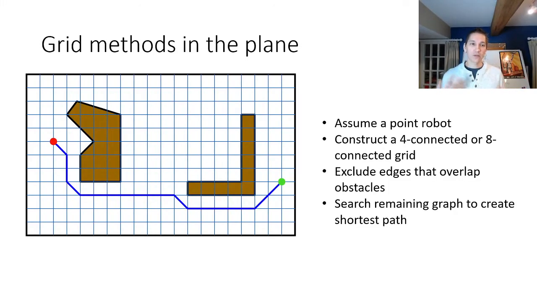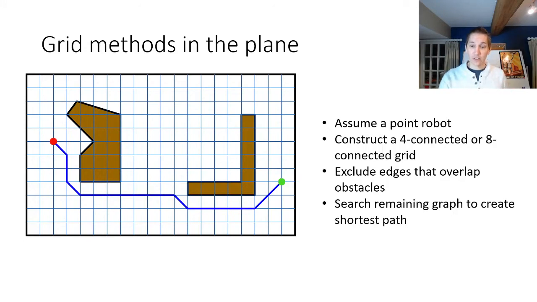Well, so grid methods are a very easy way of defining motion planning problems for lower dimensional problems. So for example, if we had a point robot and we wanted to avoid these polygonal obstacles, we could construct a grid, and we could connect either along each of the grid axes, or we could also connect diagonals. So this is known as either a 4-connected or 8-connected grid. We can exclude the edges from this graph that overlap obstacles, and then we can search the remaining graph to create a shortest path, such as the one shown here.